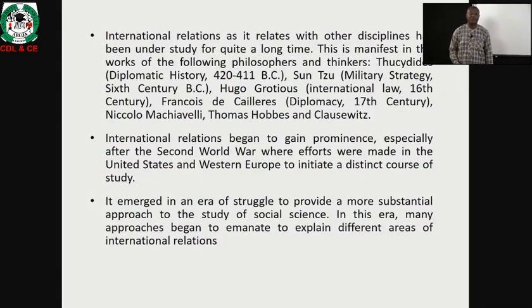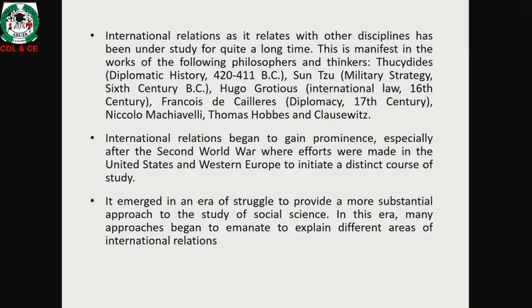International relations, as it relates with other disciplines, has been under study for quite a long time. This is manifest in the works of the following philosophers and thinkers: Thucydides, Diplomatic History, 420 to 411 BC; Sun Tzu's Military Strategy, 6th century BC; Hugo Grotius, International Law, 16th century; Francois de Callieres, Diplomacy, 17th century; Niccolo Machiavelli, Thomas Hobbes, and Clausewitz are among other scholars that have submitted a lot of literature concerning the issue of international relations.